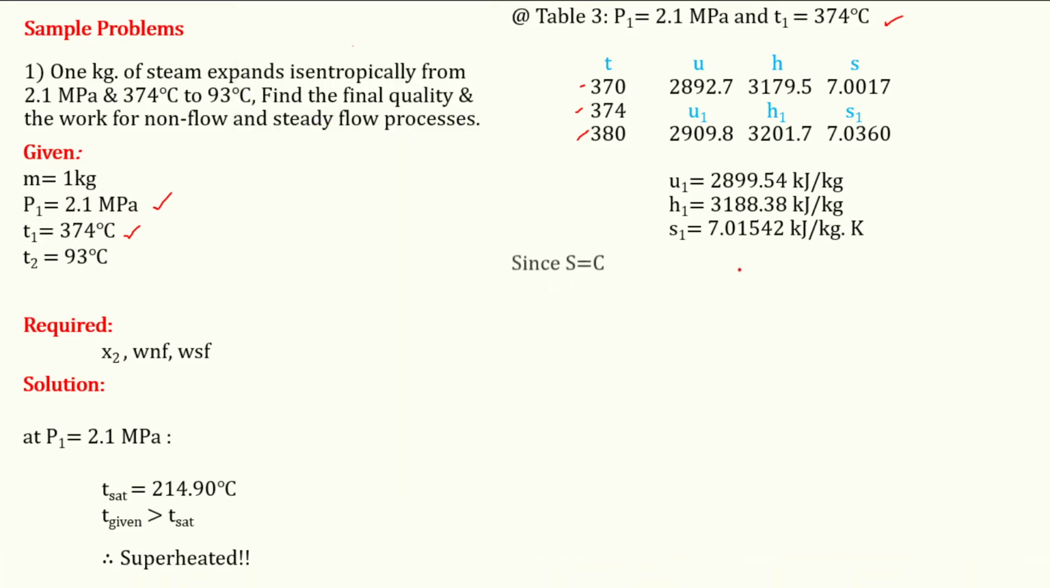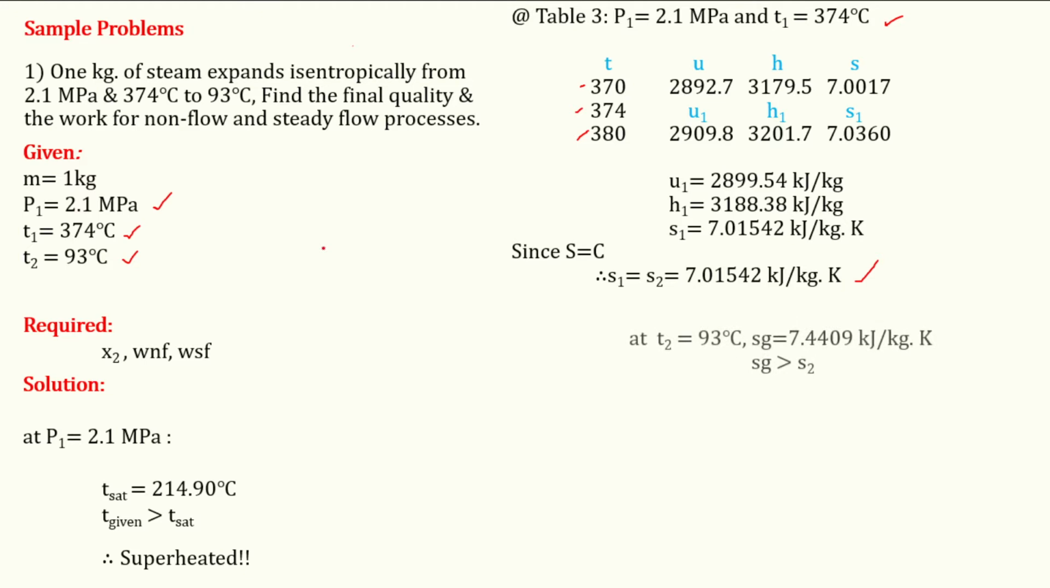Okay. Since adiabatic process tayo or constant entropy, yung ating S1 ay automatic equals yan sa S2. So, it is equals to 7.01542. So, yung S2 natin, yan yung gagamitin natin para makuha yung properties at S2 and T2.